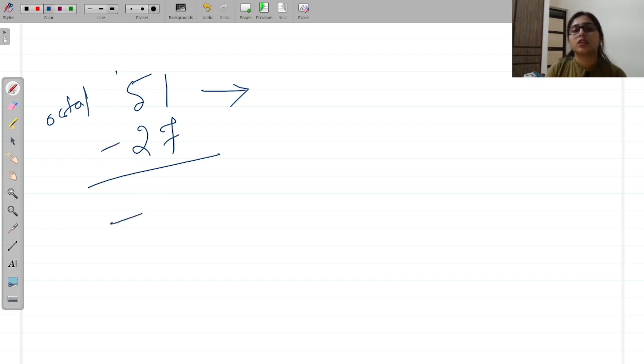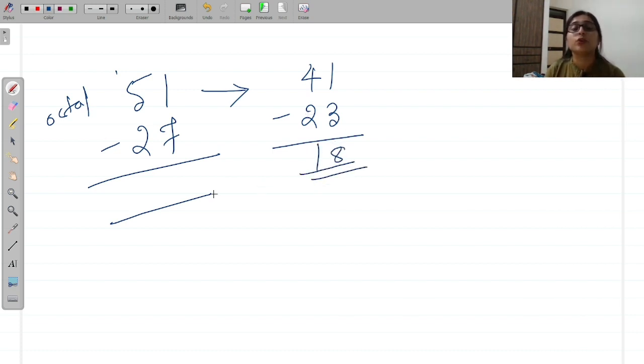51 minus 27. This is in the octal system. So first let us convert to decimal. 5 into 8, 40, 41. 2 8s are 16, 16 plus 7, 23. So subtract this 23 from 41. What are you going to get? You're going to get 18, right?